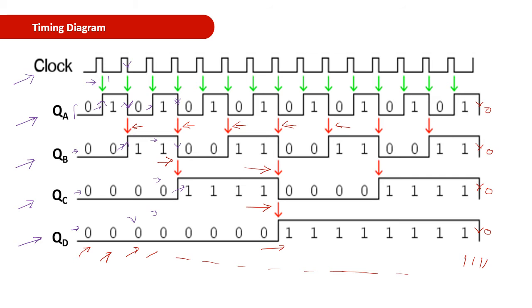So these states will continue. When you apply the next clock pulse, your output will change from 0 0 0 0 to 0 0 0 1. So this continues.